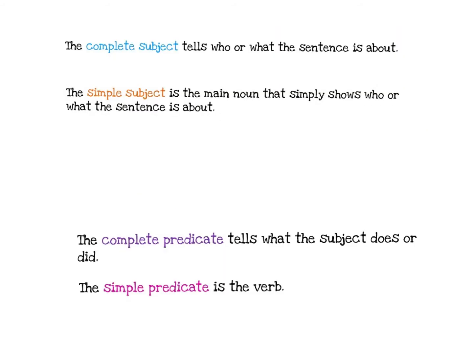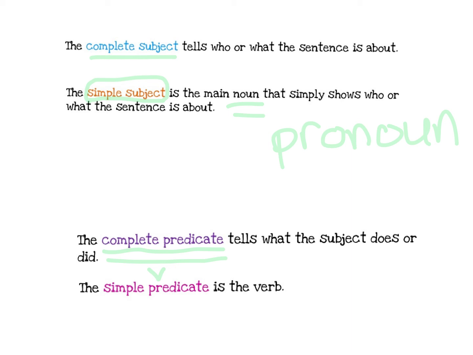All right, so remember, the complete subject tells who or what the sentence is about. The simple subject is the main noun that simply shows who or what the sentence is about. And remember, it's usually a noun or it could be a pronoun. The complete predicate tells what the subject does or did. And remember, your simple predicate is just the verb, right? So your simple subject is just the noun, and your simple predicate is just the verb.